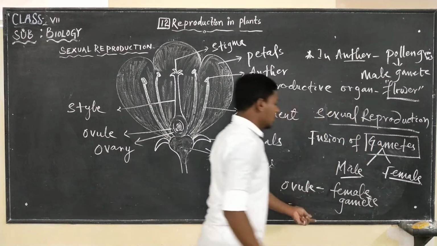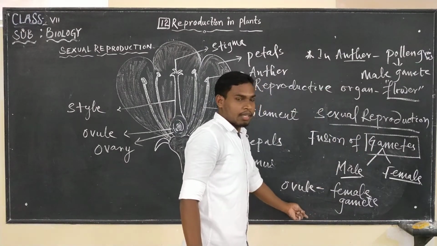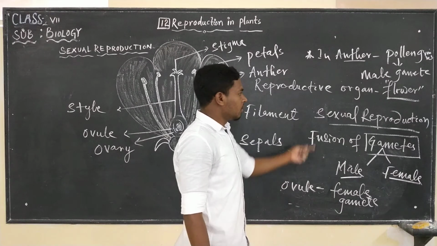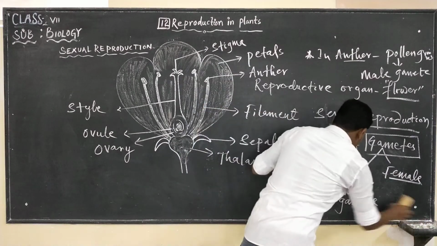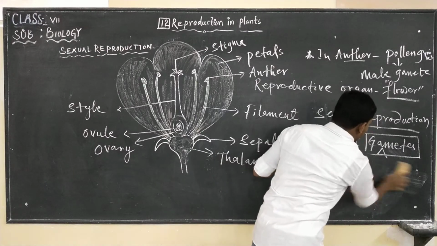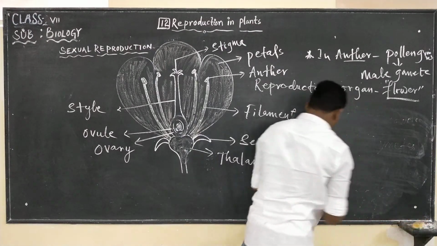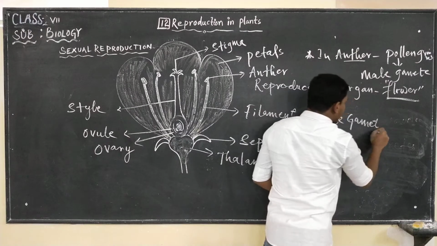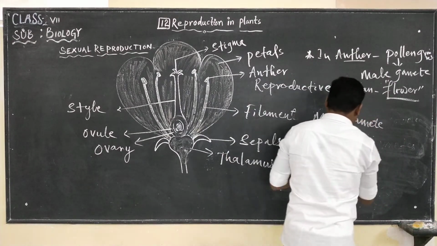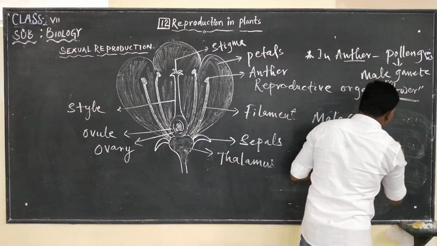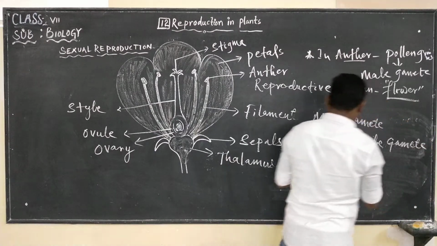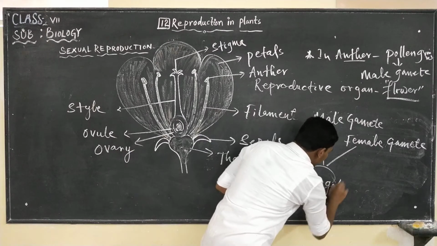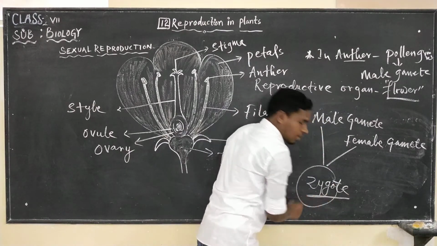Female gamete. Now this male gamete and female gamete, when they fuse together, they produce what? Zygote. They produce zygote.